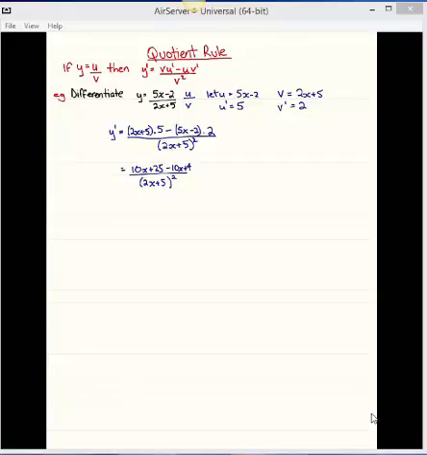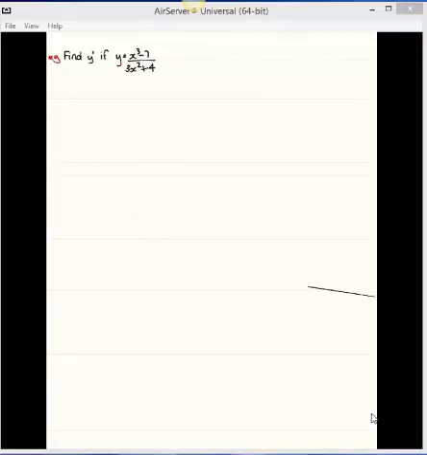And then looking at that numerator, we've got our 10x minus 10x. So we're going to be left with 29 all over 2x plus 5 all squared. So that's how you differentiate a quotient function. So have a go, pause the recording, see what you can do, and then come back to it, and I'll show you how to do this one.